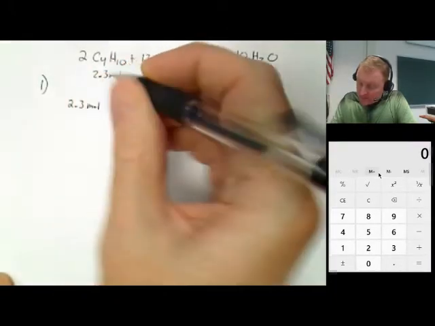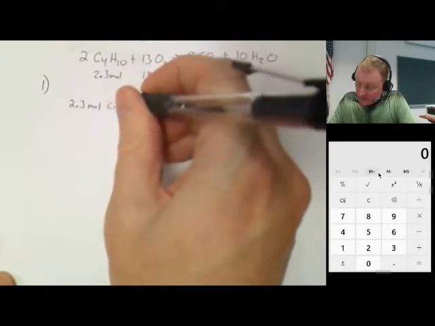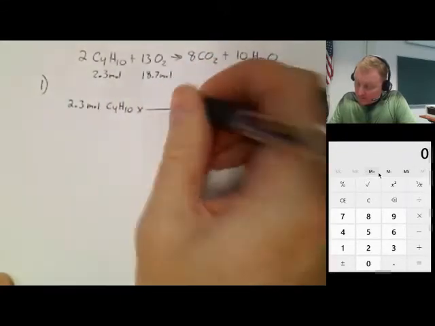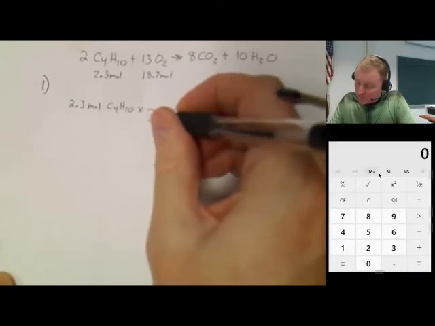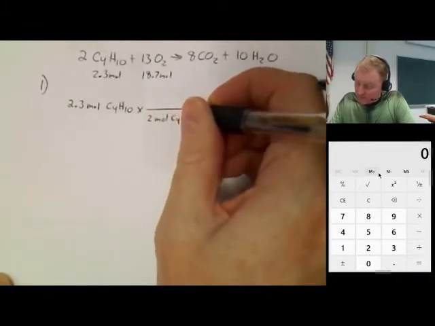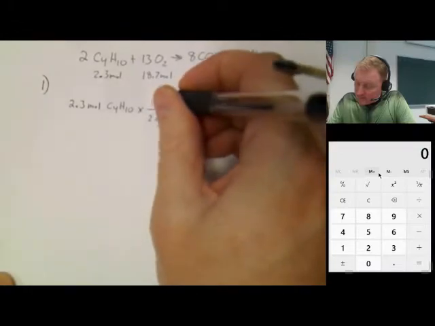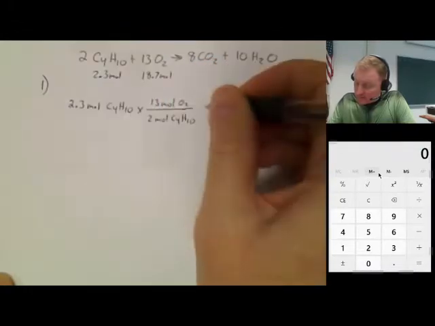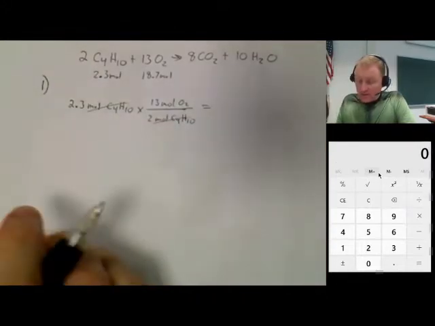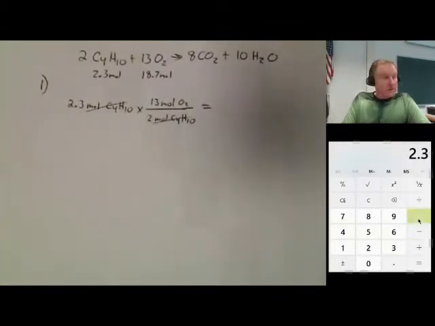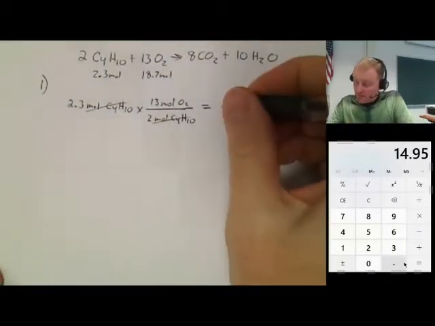So I'm going to say that 2.3 moles of butane, C4H10, for every 2 moles of butane, there's 13 moles of oxygen, and that's a 2 to 13 ratio. Moles of butane cancel with each other, so how much oxygen is there would be 2.3 times 13 divided by 2, 14.95.